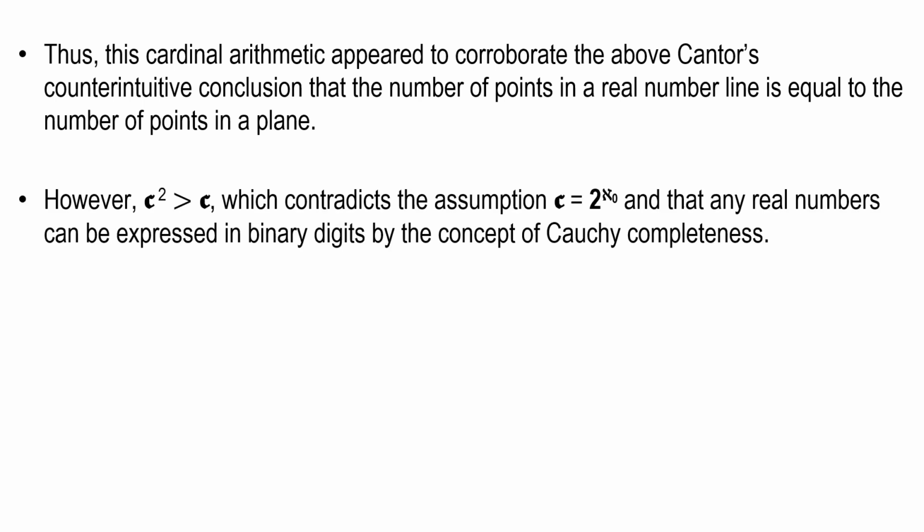However, C squared is larger than C, which contradicts the assumption that C equals 2 to the power of aleph-naught, and that any real numbers can be expressed in binary digits by the concept of Cauchy completeness.